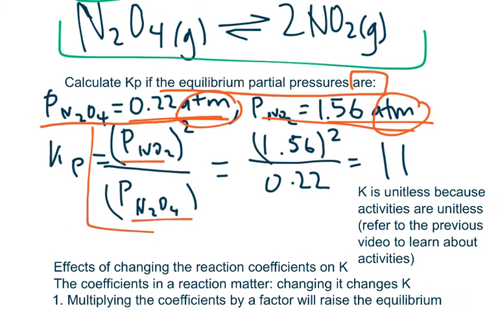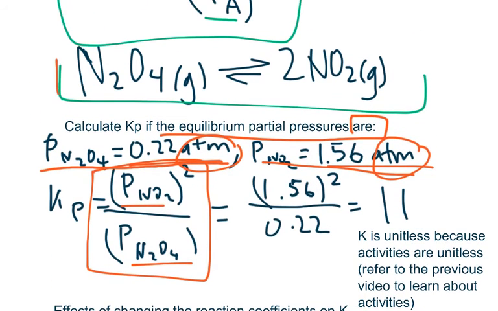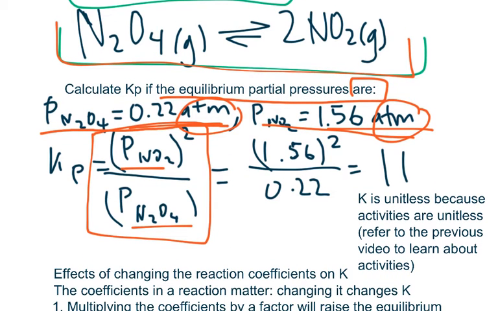And by the way, this is the equilibrium expression for this reaction that I wrote. And simplifying it, you get 1.56 squared divided by 0.22. And your answer has 2 sig figs, so it's 11.